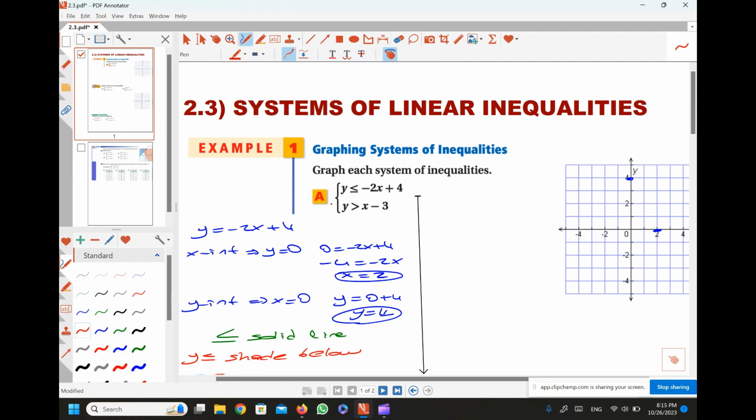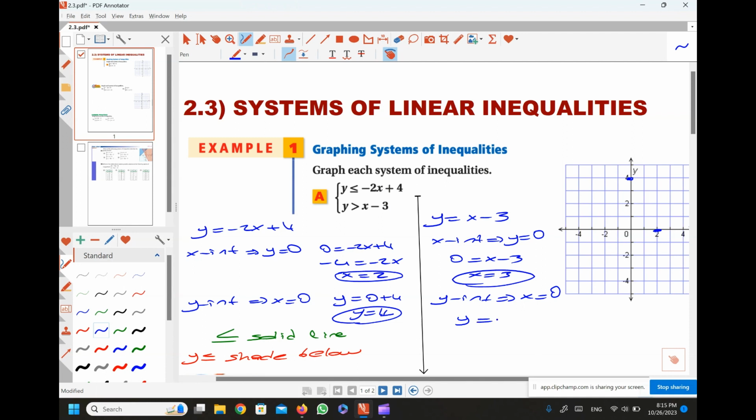Okay. The second one, y is greater than x minus 3. So you pretend that it's an equation. y is equal to x minus 3. Find the x-intercept by letting y be 0. When y is 0, your x is 3. Do the same for the y-intercept. To find the y-intercept, you let x be 0. When x is 0, 0 minus 3. So your y is minus 3.